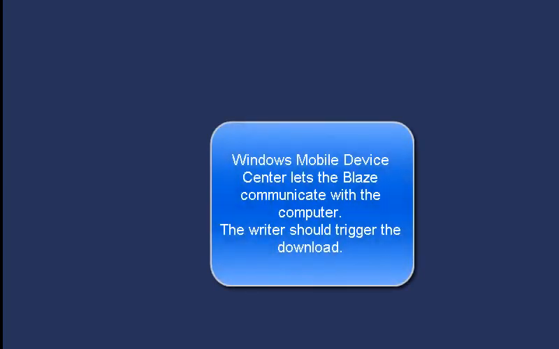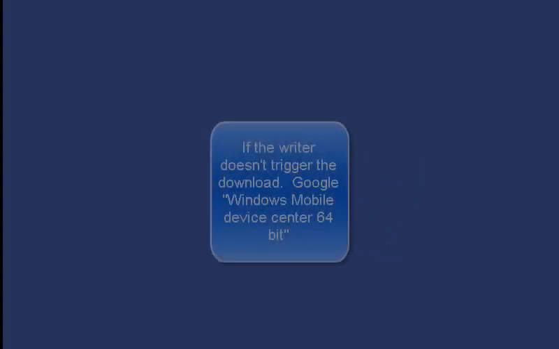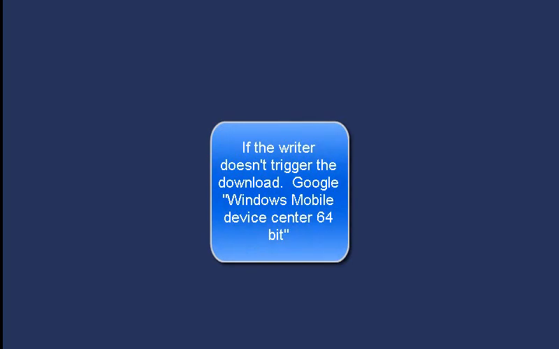And at this point, the writer should trigger Windows Mobile Device Center download and install. If it doesn't, you can find it on the CD that came with the writer in the folder called WMDC for Windows Mobile Device Center, or you can download it from Microsoft.